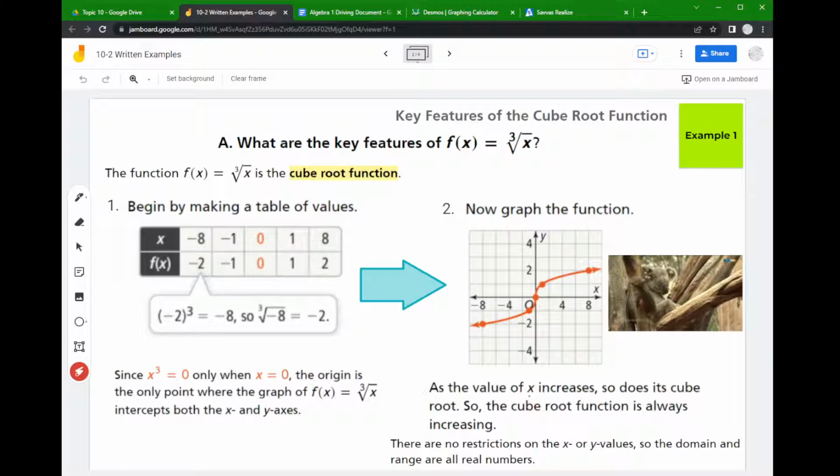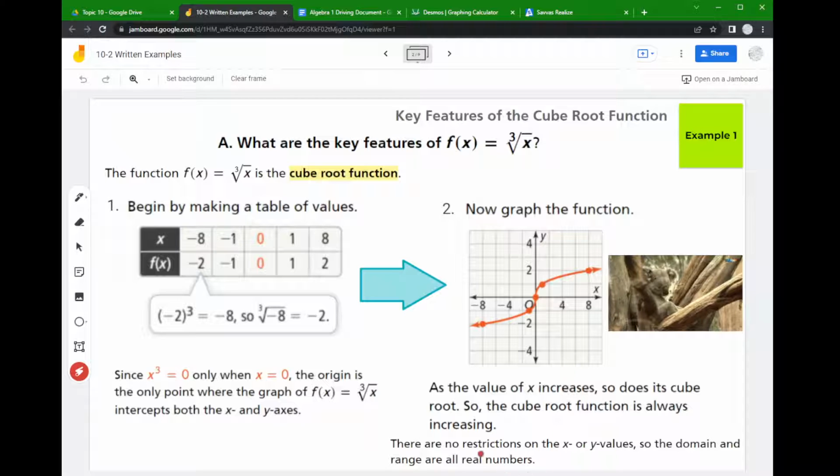Now notice, as the value of x increases, so as we move to the right of the graph, so does its cube root. So the cube root function is always increasing. And that kind of throws kids off because it's like, oh, here it's in the negatives. But yep, it still has a positive slope right here, doesn't it? Positive slope, positive slope, positive slope, positive slope, positive slope, all the way up.